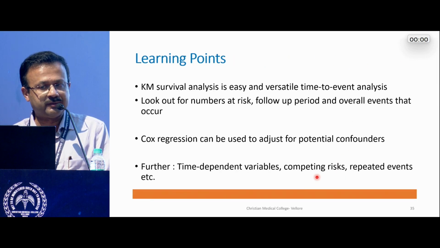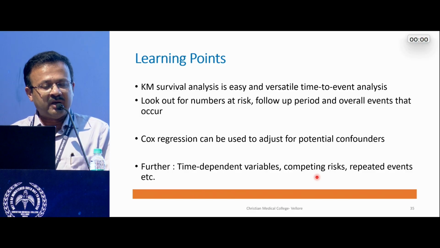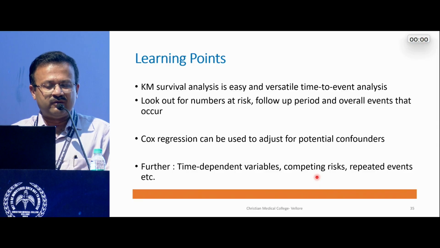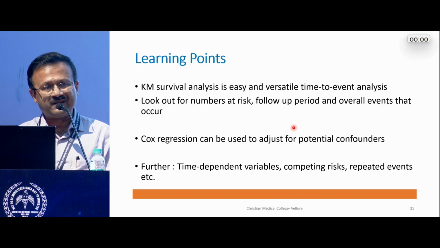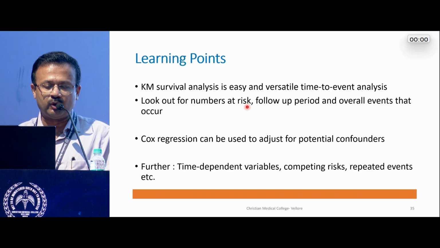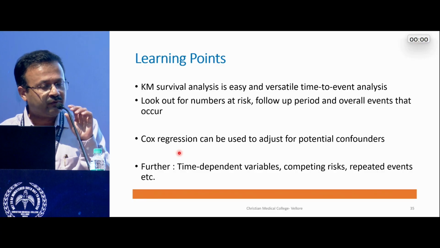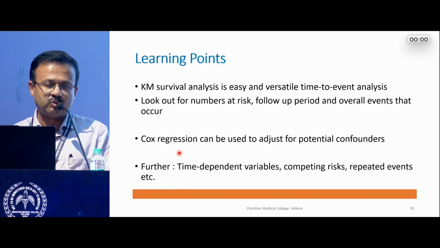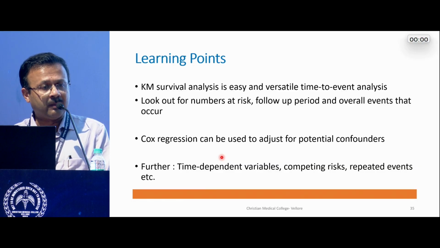So to conclude, Kaplan-Meier survival analysis is generally easy. We have used it a few times, and it is a versatile time-to-event analysis. We have to look out for numbers at risk to see how robust the analysis is. The follow-up period is important to report, and the overall event size, how many events we are reporting, is also important. Cox regression can be used to adjust for potential confounders. What I haven't discussed, and which is more complicated, is how we deal with time-dependent variables, how we deal with competing risks, and how we deal with repeated events. So thank you.